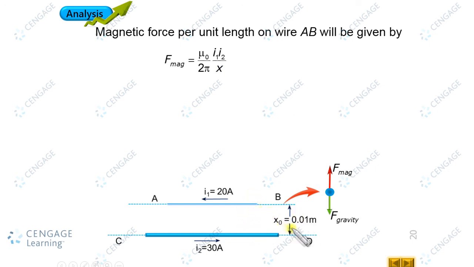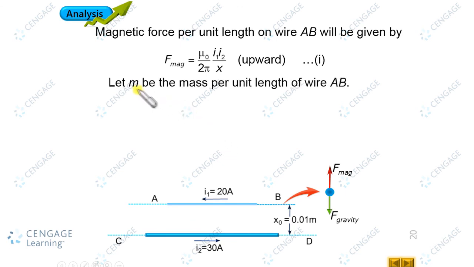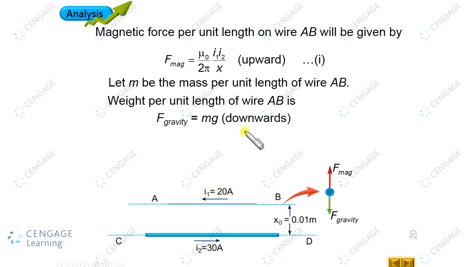At position x naught, this wire is in equilibrium, and we know this force is acting in the upward direction. The second force acting on this is F gravity, which is nothing but the weight. Let m be the mass per unit length of this wire. So the gravity force acting on it is mg per unit length, in the downward direction. We can observe that this mg is independent of the location of wire AB, but the magnetic force is separation dependent, depending on x.